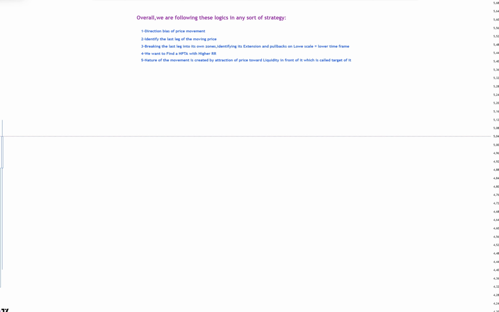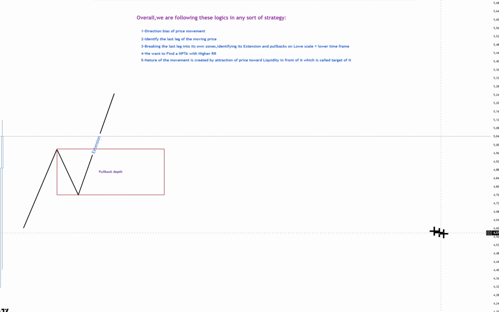Now, if you look at this schematic here, I'm going to explain it step by step. Let's consider that we have prices moving like this. Here we have dips of pullback. Here we have extension, right? Then we have dips of pullback, which is happening here as you see. So we need one, two, three.